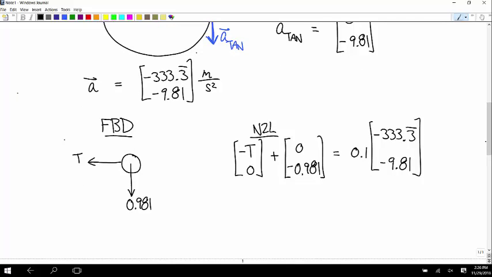And now we can just look and see what we need. What we're looking for is this value T. That's what we're asked for. The y equation doesn't help us find T, so we can skip that one. It turns out it just says negative 0.981 is equal to negative 0.981, so that's encouraging. So the x equation says negative T plus 0 is equal to 0.1 times this, so it's equal to negative 33.3 repeating times the 0.1, yep. And so then T is equal to positive 33.3 repeating newtons.